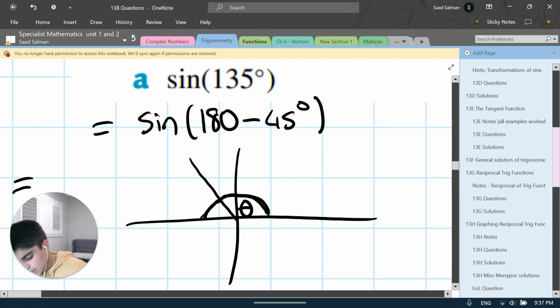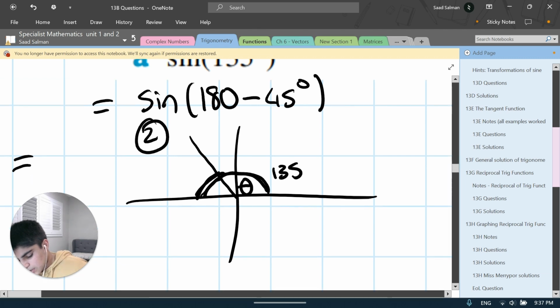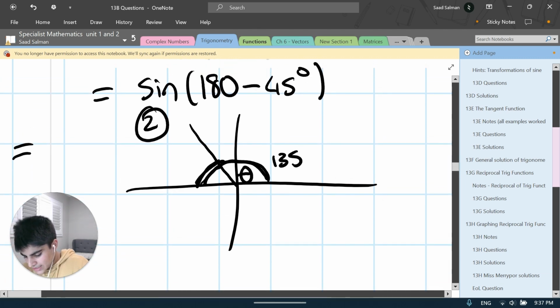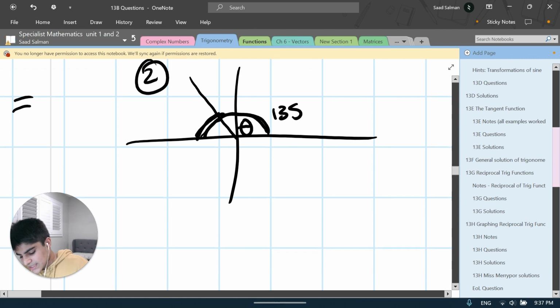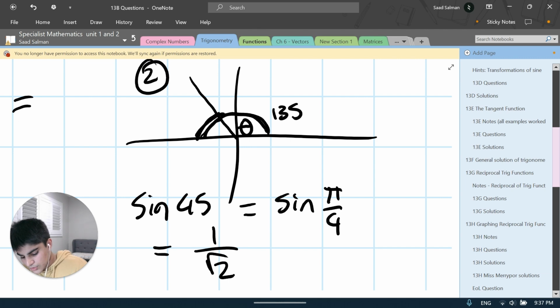This angle theta equals 135 degrees, and the exact value, because we're in the second quadrant, sine is positive, so let's say the exact value is sine 45, which is equivalent to sine pi on 4, which equals 1 over root 2.